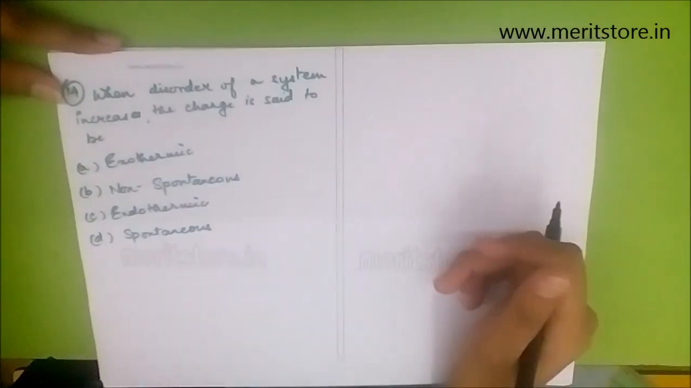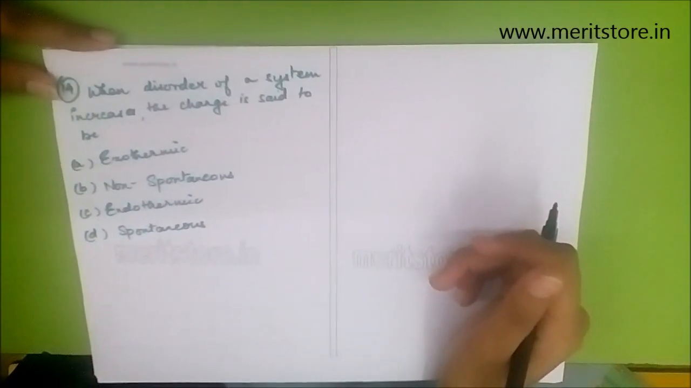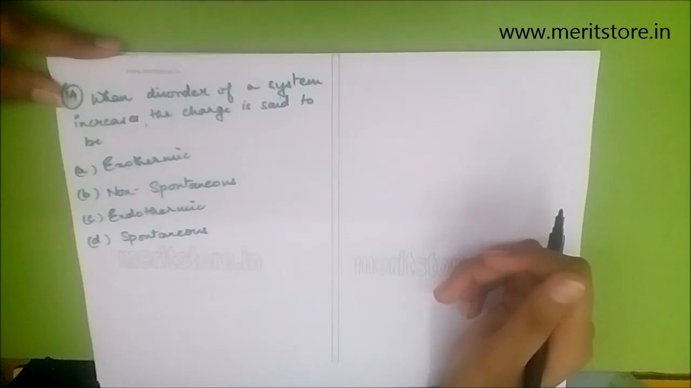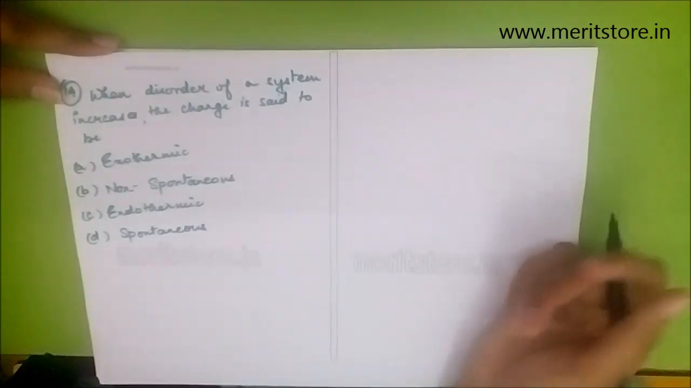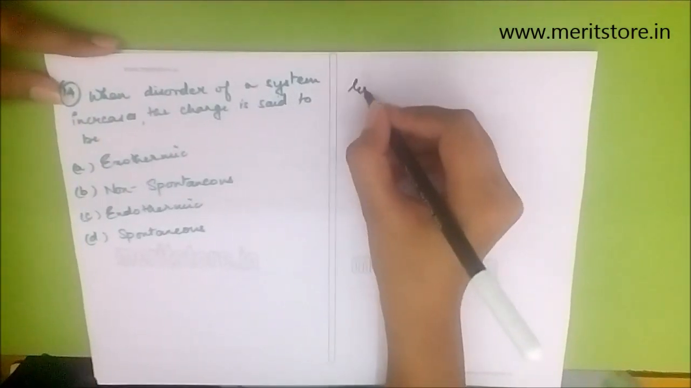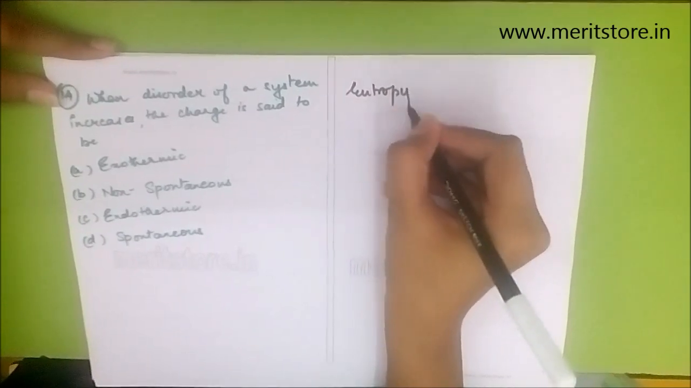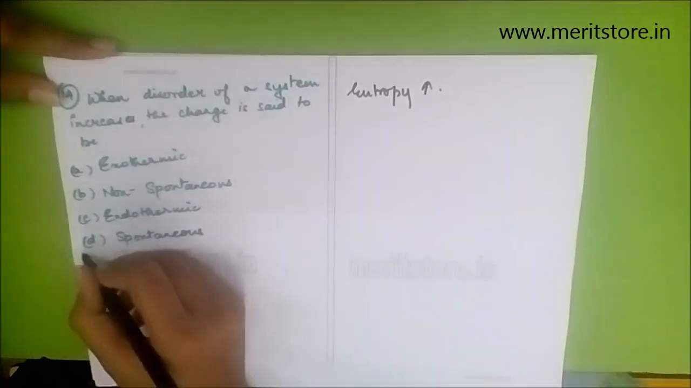When the disorder of a system increases, the change is said to be exothermic, non-spontaneous, endothermic, or spontaneous. When the disorder increases, the entropy of the system increases, and therefore it would be a spontaneous reaction.